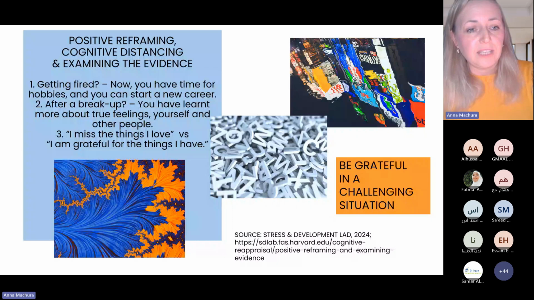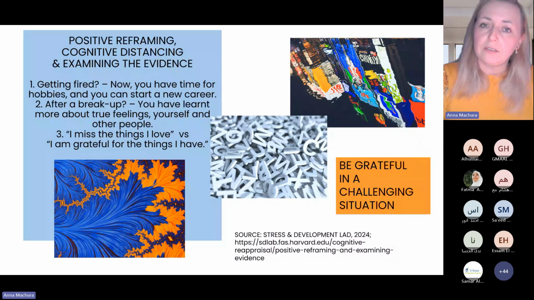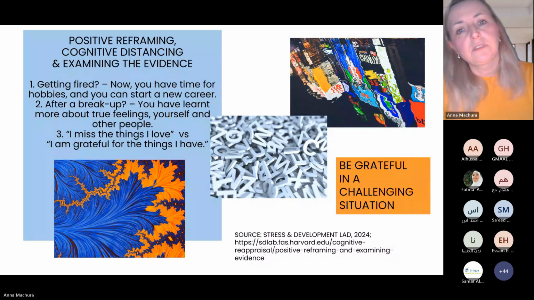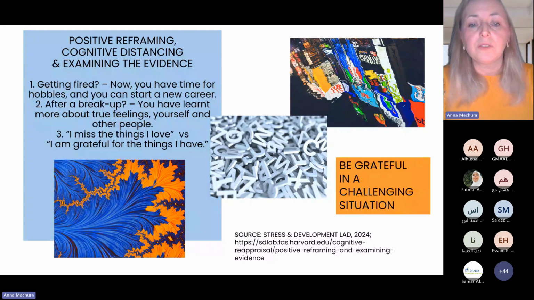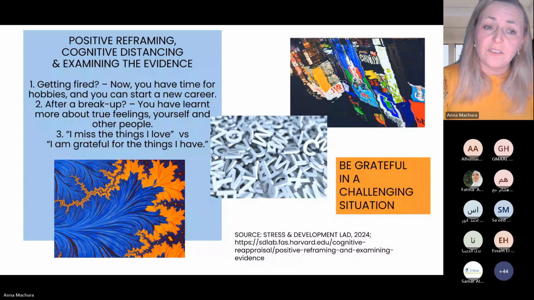So positive reframing is like, getting fired, you may think, okay, now you have time for hobbies. You can start a new career. When one door closes, another opens. After a breakup, you have learned more about your feelings, yourself, other people.